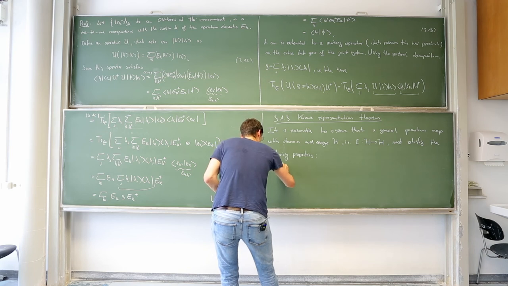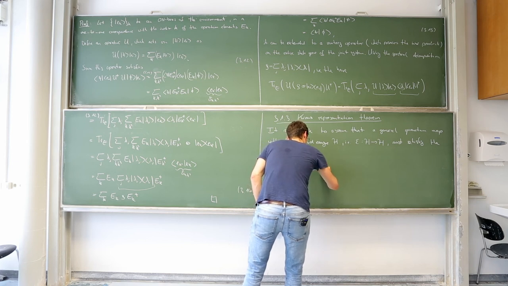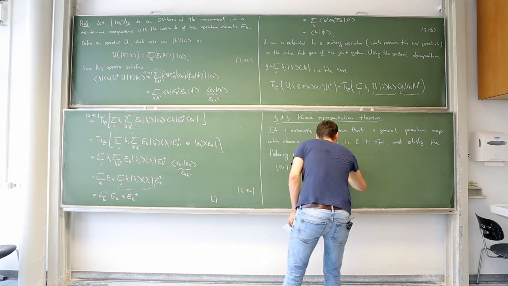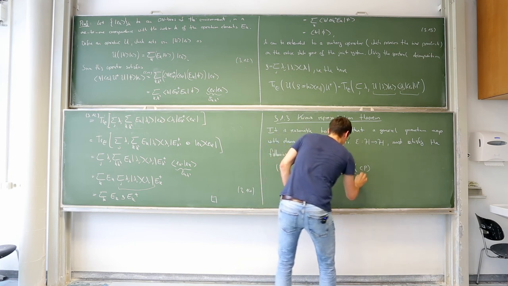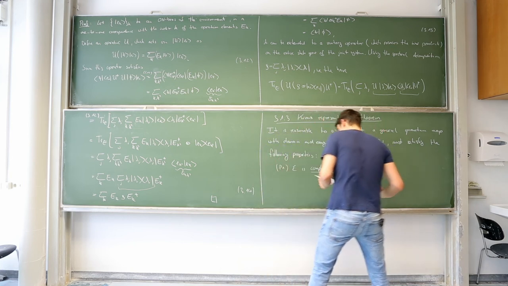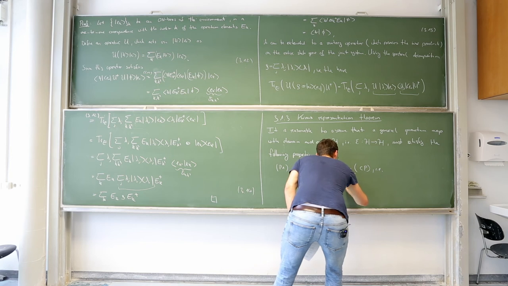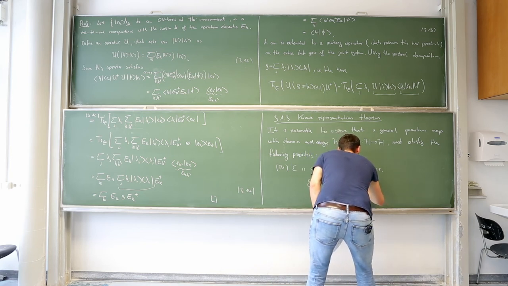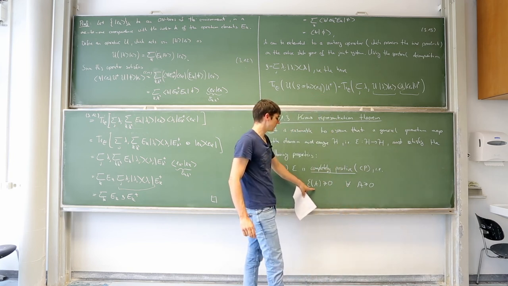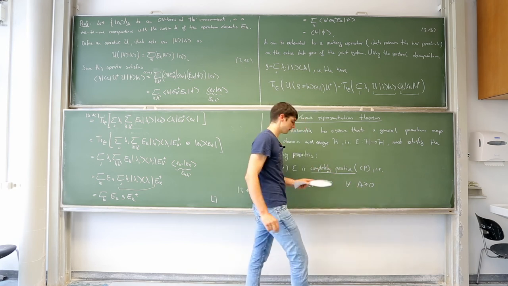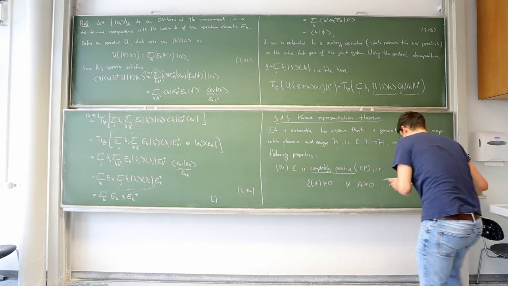So let's call this P1. Namely, that E is completely positive. This is usually abbreviated by CP for completely positive. And what it means is that E of A is greater or equal to 0 for all positive operators A. So greater equal 0 means positive. So the state that we get out from this map is positive for all positive operators. And A lives on the Hilbert space H.